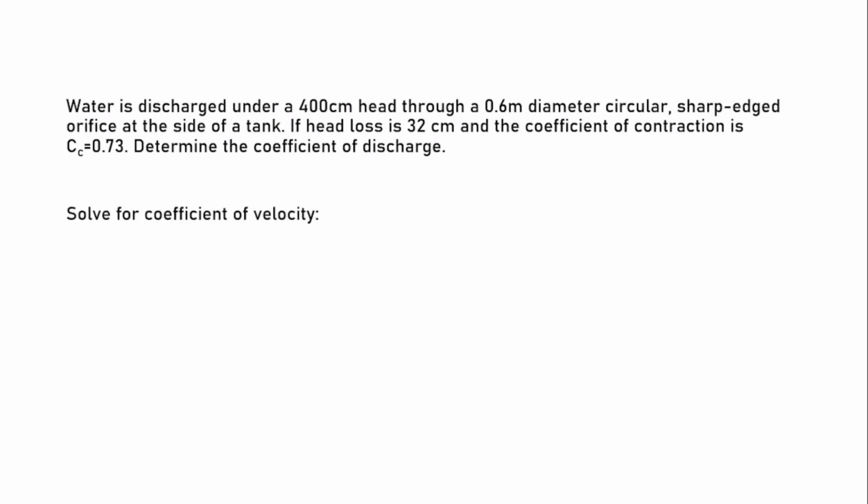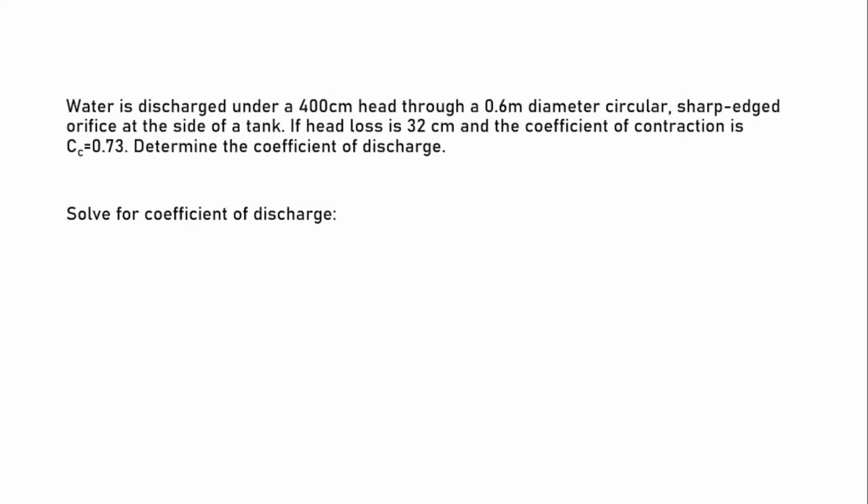Now, after we solve for the actual velocity and the theoretical velocity, we can now solve for the coefficient of velocity, which is denoted by the formula C sub v equals V over V sub t. Plugging in all the values, we get C sub v equals 8.4972 meter per second over 8.8589 meter per second, which is equal to 0.96.